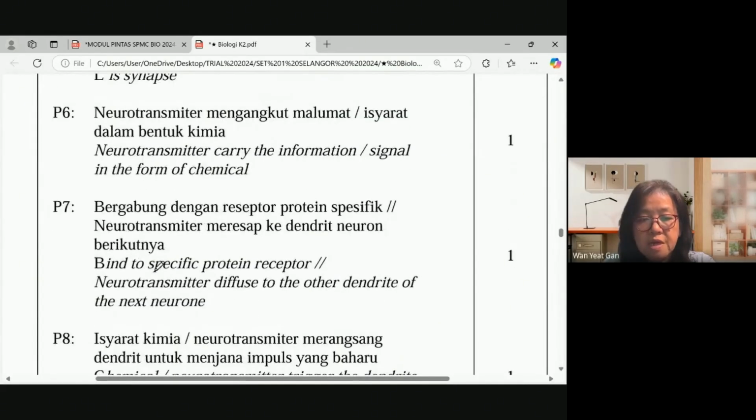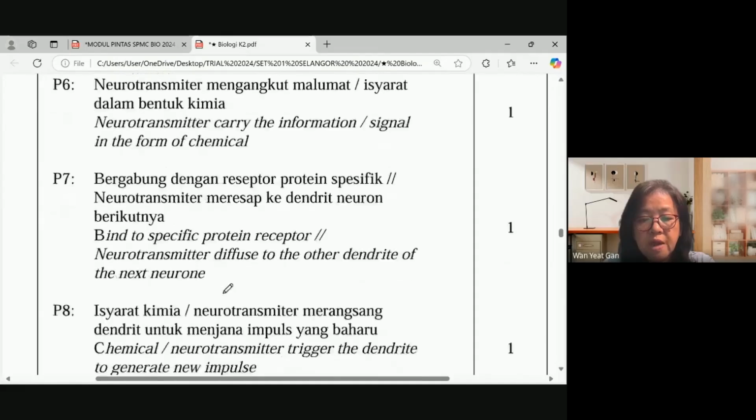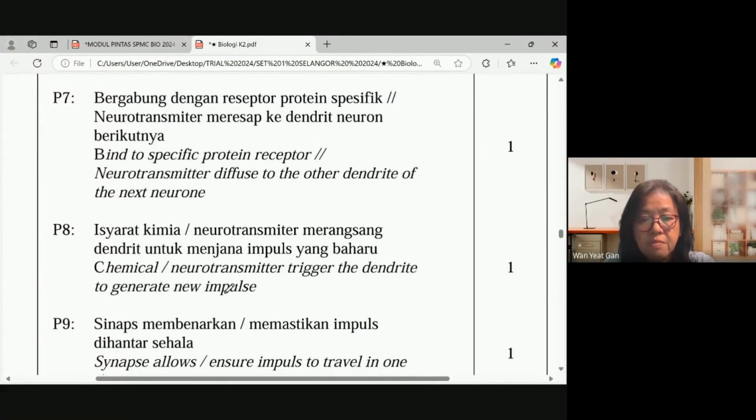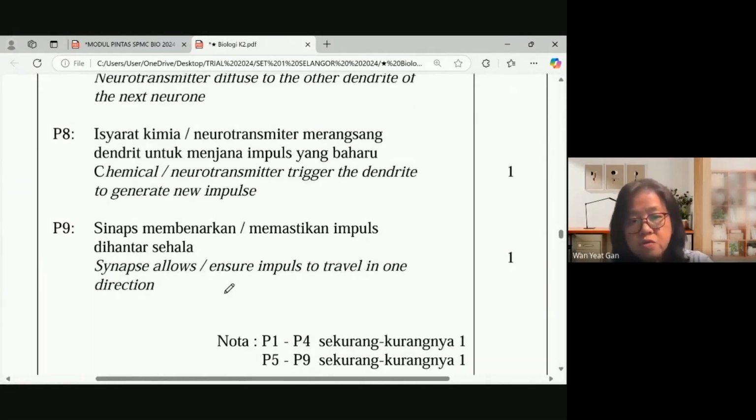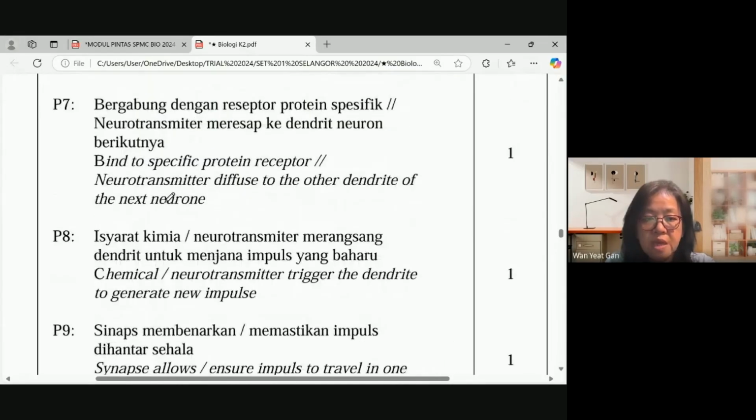It will trigger a new impulse so that the message continues, carried by the next nerve. So it allows the information to be carried on. Since neurotransmitter is involved, the message is transmitted via chemical means.